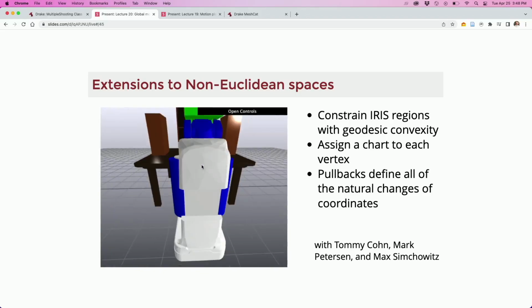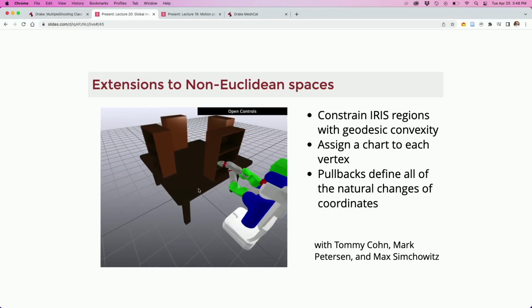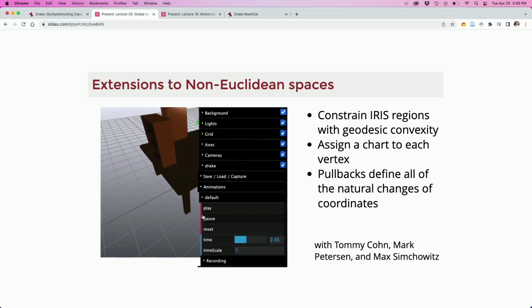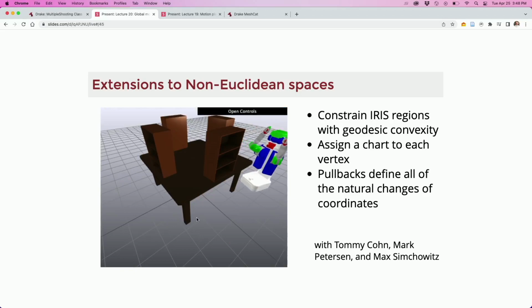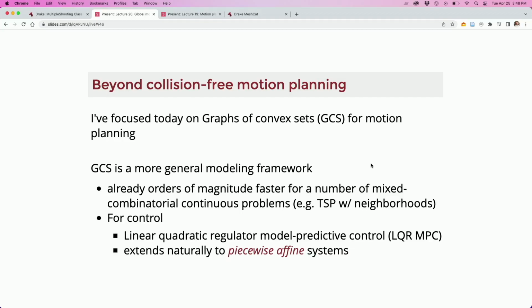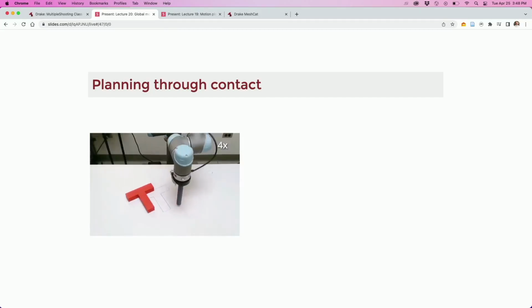We have versions of it that try to handle geometry constraints, like working on manifolds. In particular, if the robot needs to possibly wrap around in 2 pi, you can sort of do the right thing and never go the wrong way around 2 pi. And that's actually Tommy, who's normally here, who works on that. And we do piecewise affine systems. We plan through contact a little bit. This is work in progress.